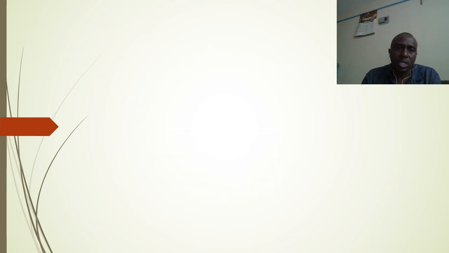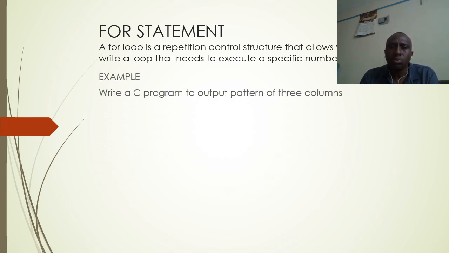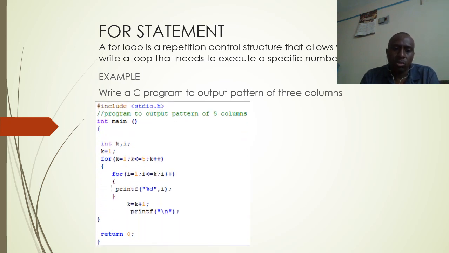Let us check another example for the for statement. A for loop is a repetition control structure that allows you to efficiently write a loop that needs to execute a specific number of times. So this one executes a number of times. For example, write a C program to output a pattern of 3 columns. This is a program which will give us a pattern of columns.